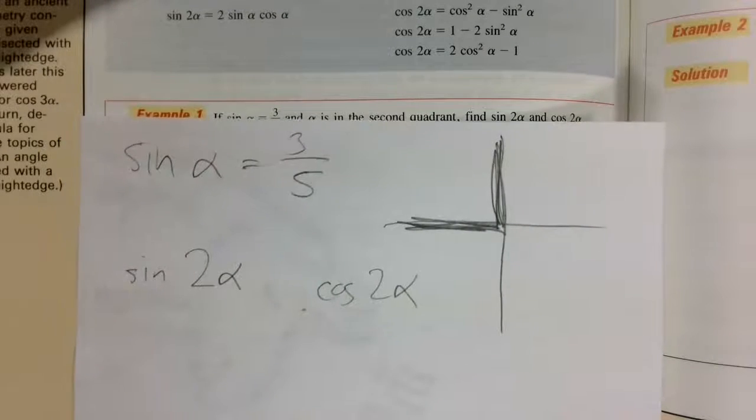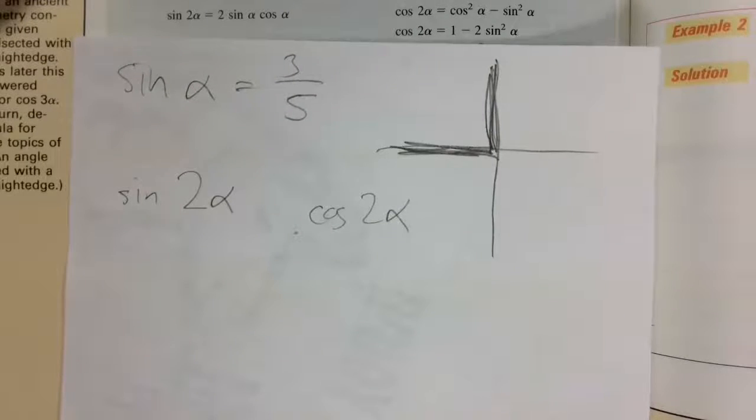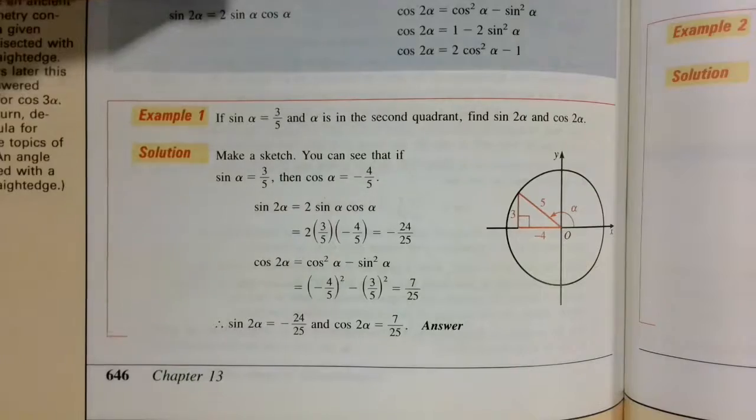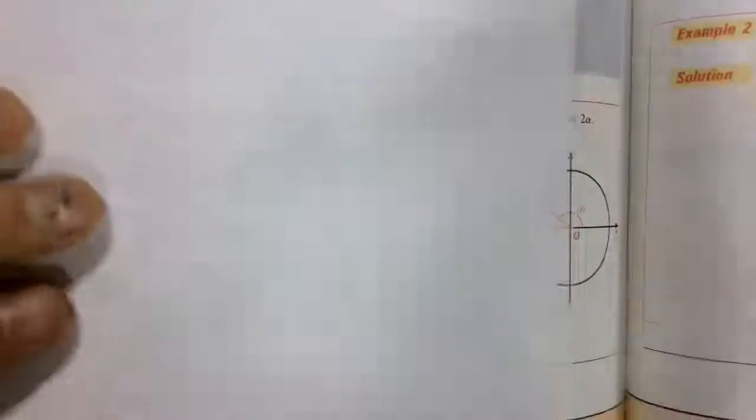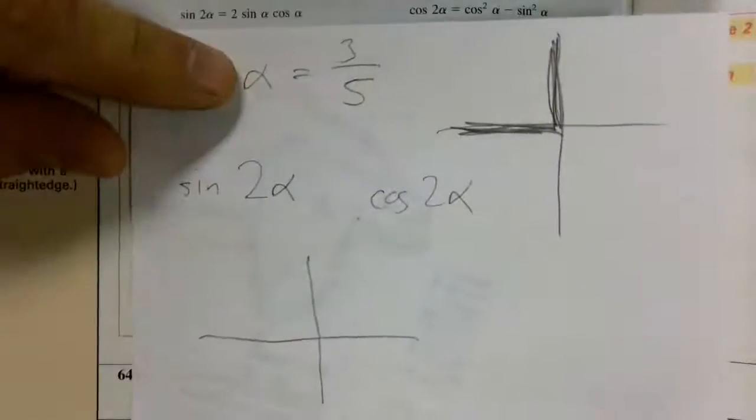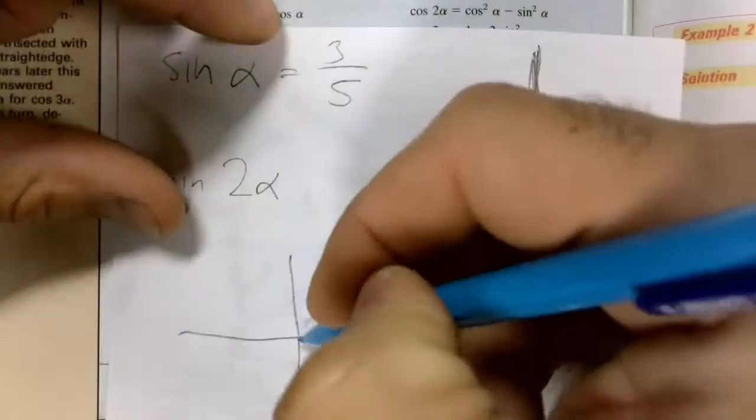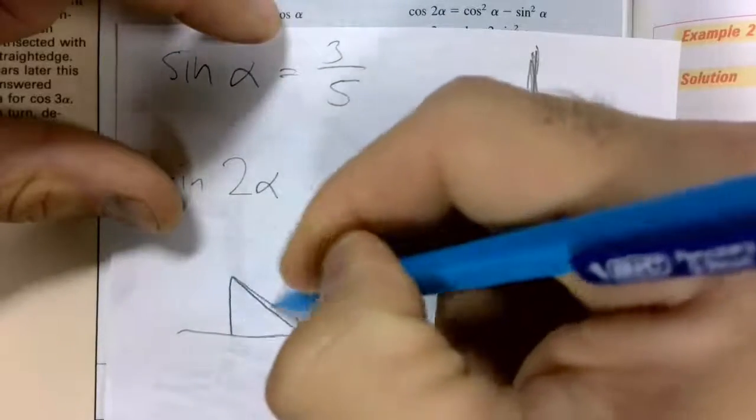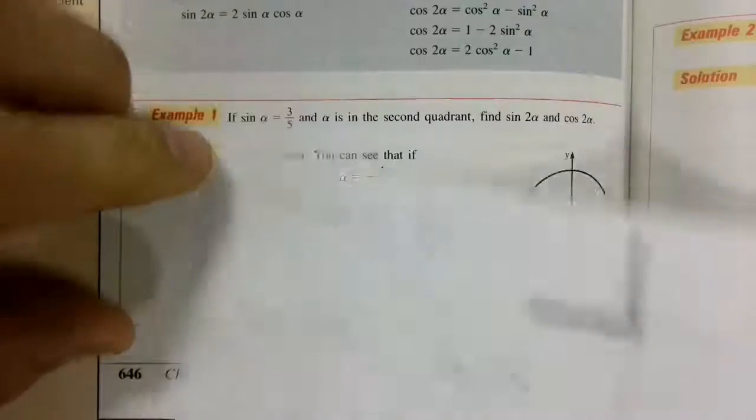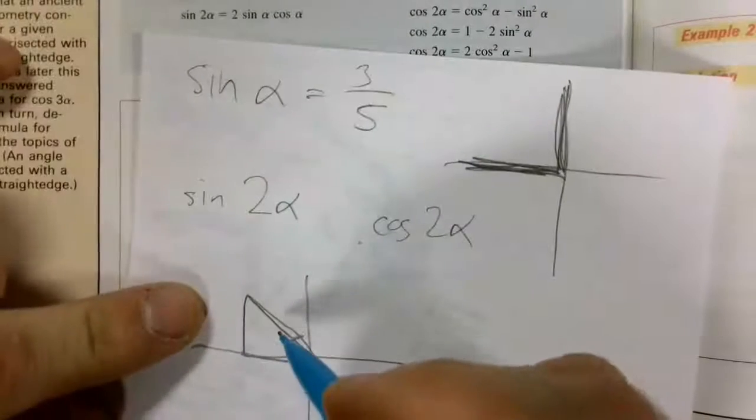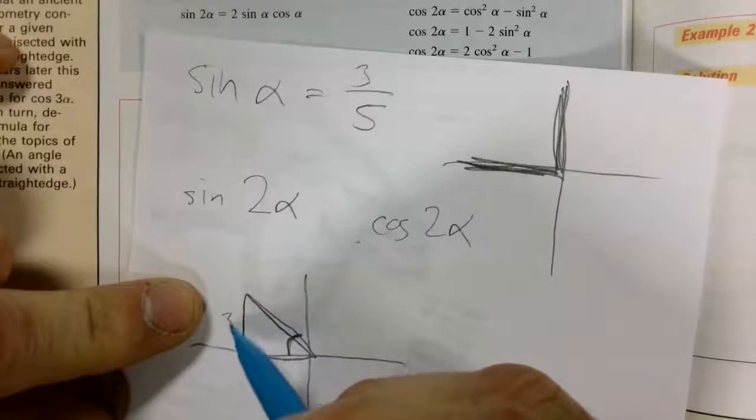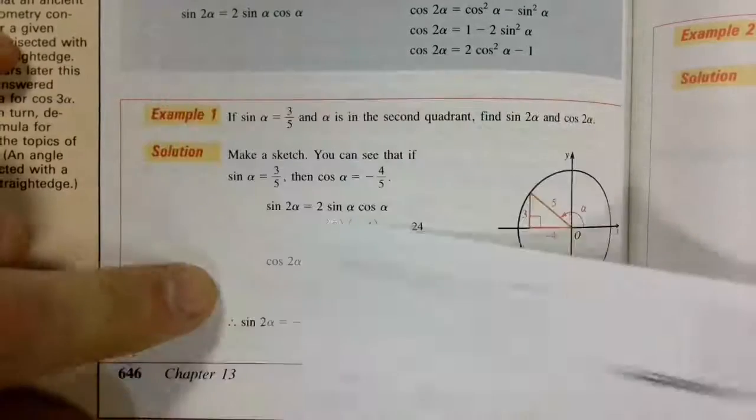We can, using our new formulas. We're going to be using this 2a business. Let's look at what happens. When we draw this angle out, we know that the sine of this angle is 3/5. Let's pick it out here and draw our little angle. The sine of this angle is opposite over hypotenuse. So we know that that's going to be 3 and that's going to be 5.